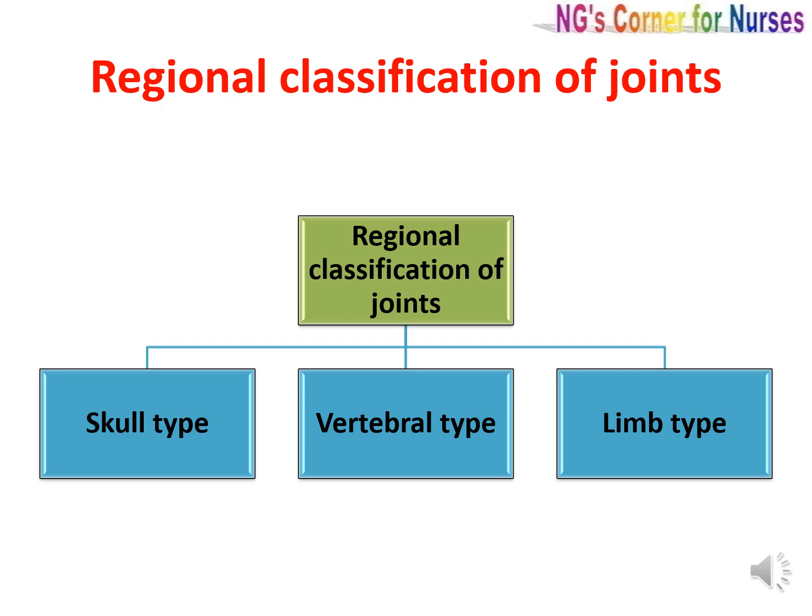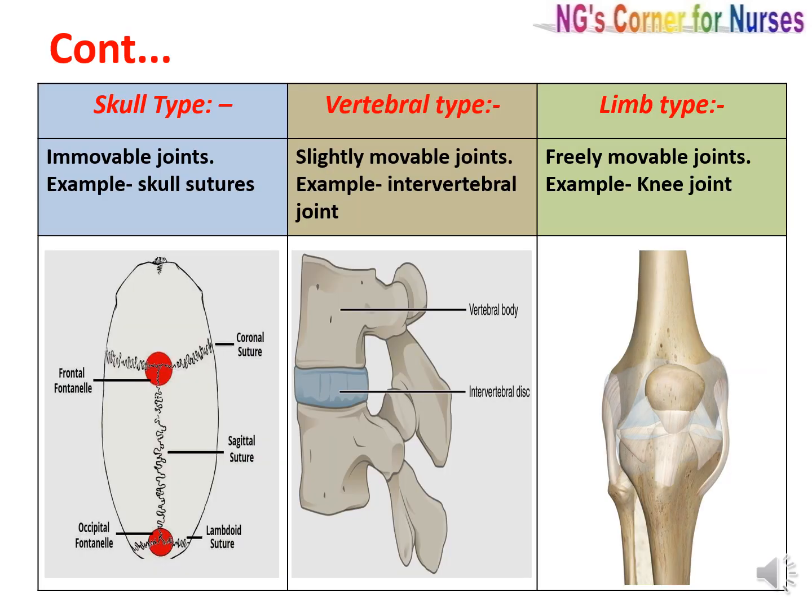First, we will discuss the regional classification of joints. As per the region, we can divide joints into three types: skull type, vertebral type, and limb type. Let's discuss each type. First is skull type. Immovable joints come under this type.